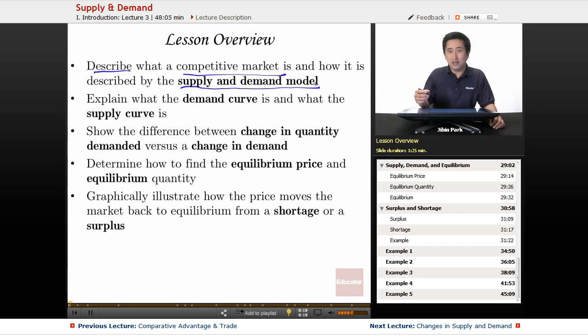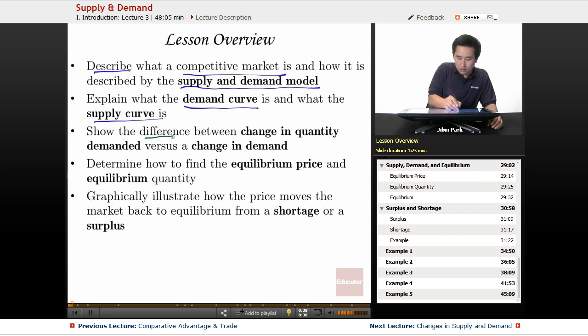Again, supply and demand is a very familiar topic in macroeconomics and microeconomics, but we're just going to deal with really the basics of what supply and demand is. And this is going to be an essential building block for some of the more difficult material. So we're going to explain what the demand curve is and what the supply curve is.